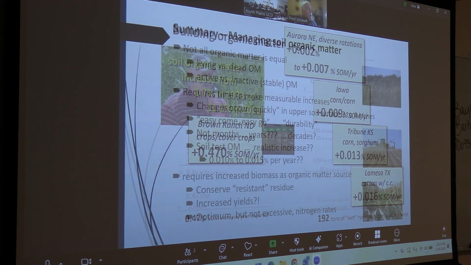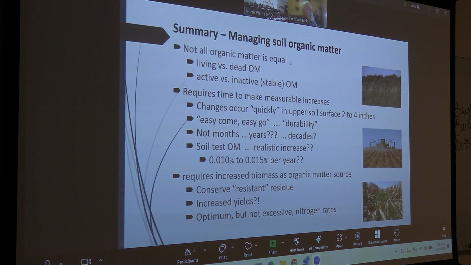So I want to kind of wrap it up here. Not all organic matter is equal. There's living organic matter and dead organic matter. Some of it's active, some of it serves as a food source, some of it is inactive, which helps stabilize the soil. It takes time to make measurable increases, okay? Now, this is an important consideration. We can see those changes occur very, very quickly in the top couple of inches. So we can build organic matter really rapidly. Now, building it to a depth of 6 inches or 12 inches, that's a different story.